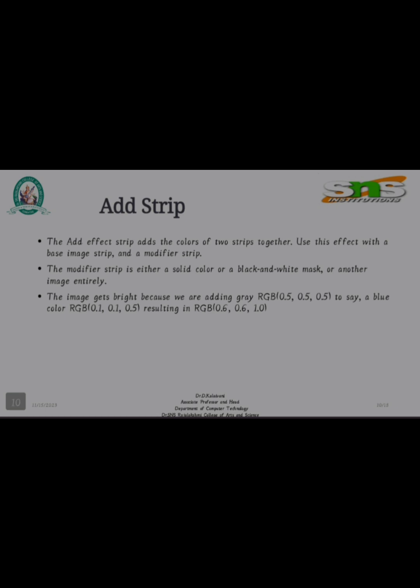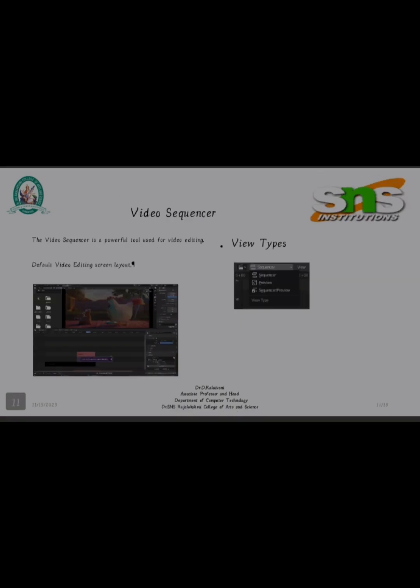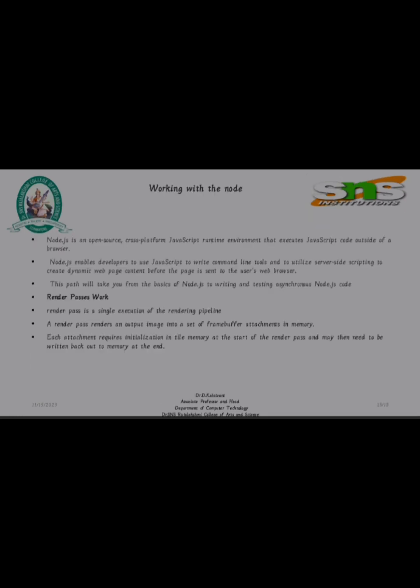The video sequencer is used for the default video editing screen layout, and its purpose is sequencing and previewing. These are the processes carried out in it. Working with the node editor gets the rendering process to work.